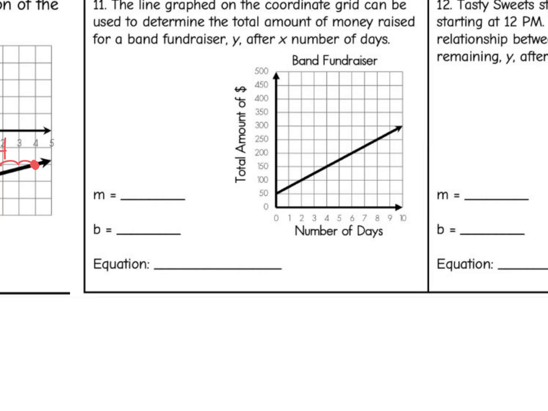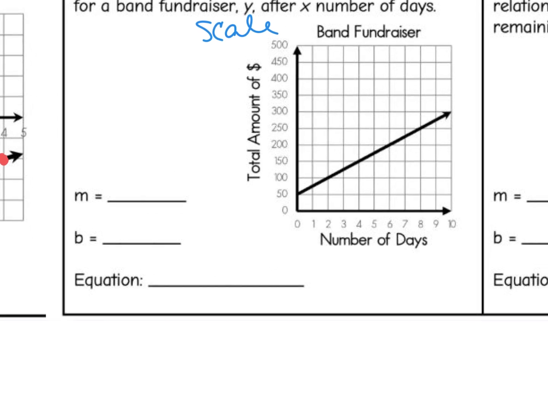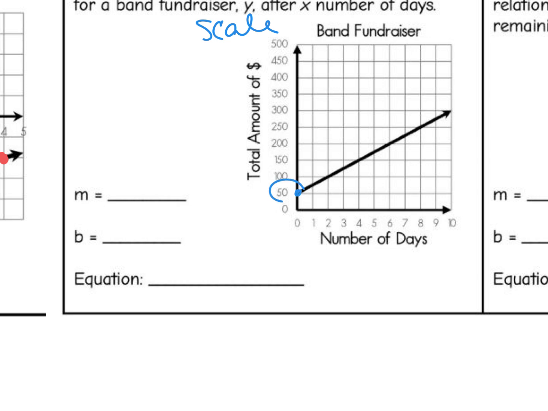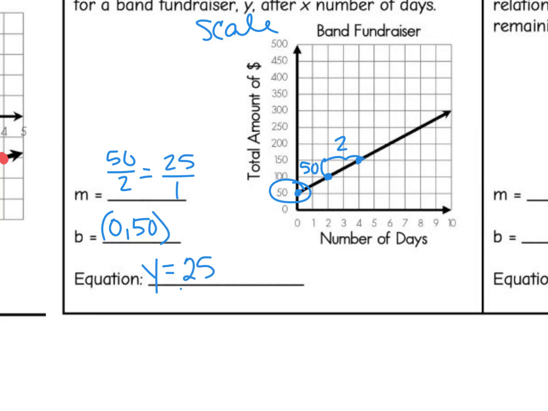Back to our graphs. Again, pay attention to the scale. This one is counting by 50s on the Y. Here's my B. Always start with the B. And then we're going to look for nice pretty points. Pay attention to the scale. So this is up from 100 to 50 is 50. Over from 2 to 4 is 2. So 50 over 2 simplifies to 25 over 1. So $25 is our M each day. And he started with $50 for the fundraiser.